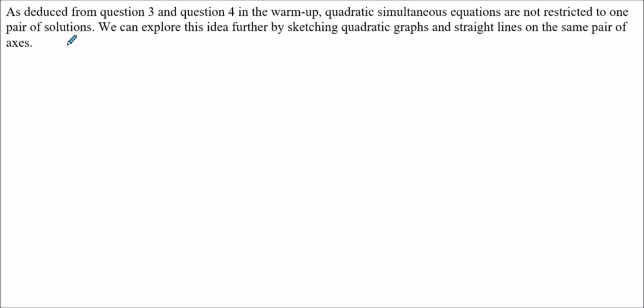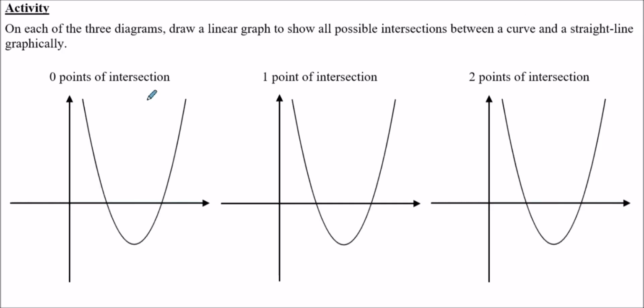So what we're going to do here is explore this idea a bit further by sketching quadratic graphs and straight lines on the same pair of axes. Before we do that though, we need to consider the possible numbers of solutions for a straight line and a quadratic graph. So one case we have is where the straight line doesn't intersect the parabola at all. So for example, it could be like this red line here. It just doesn't touch the parabola at all.